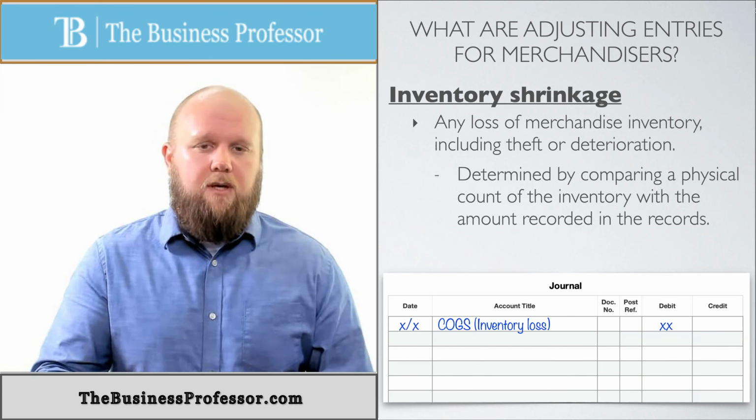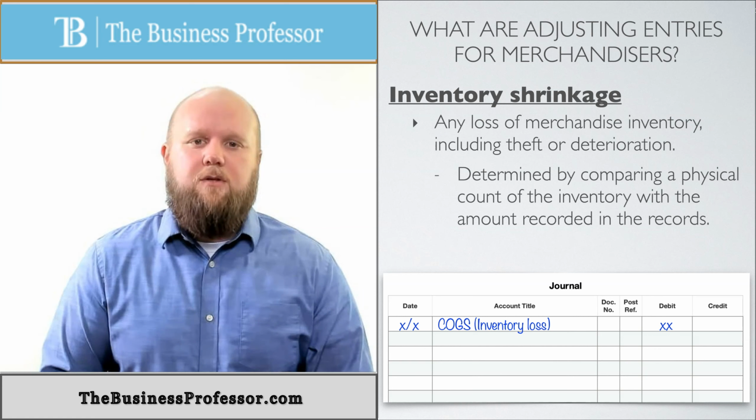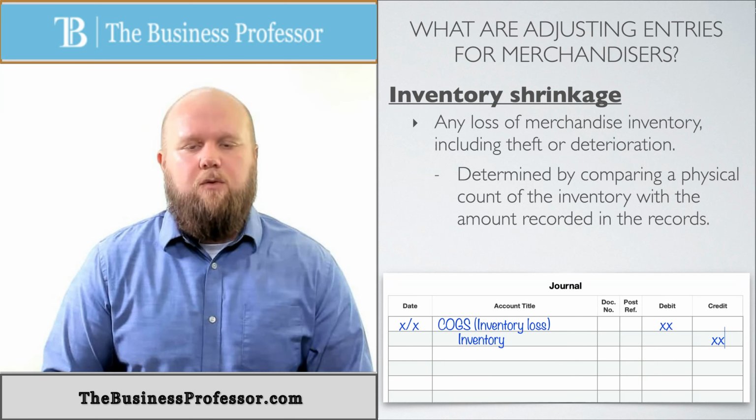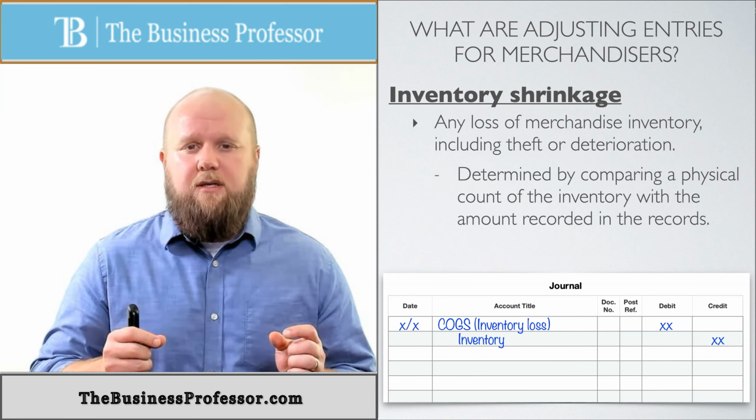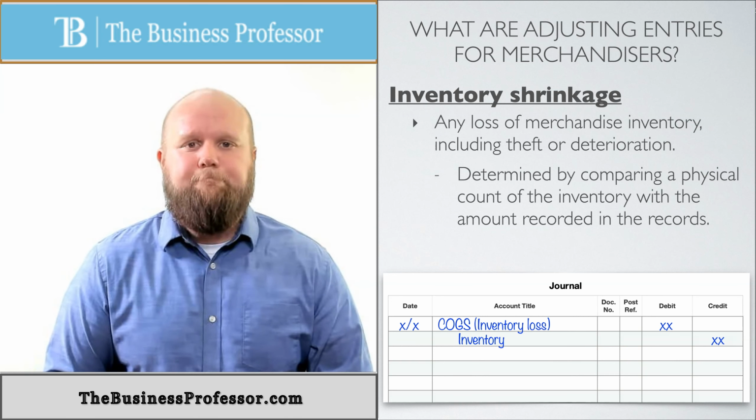So I'm going to expense it through COGS, and then I'm also going to bring down my inventory account, so that's what's going to be credited, inventory, for however much that amount is. And that's inventory shrinkage, that's how we do the adjustments for inventory specifically. Appreciate it.